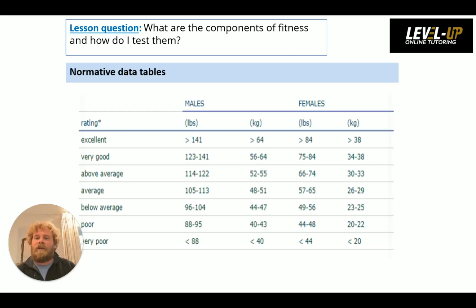And then we have our normative data tables. If we're looking at males, an excellent reading would be over 64 kg. For females, it would be over 38 kg.